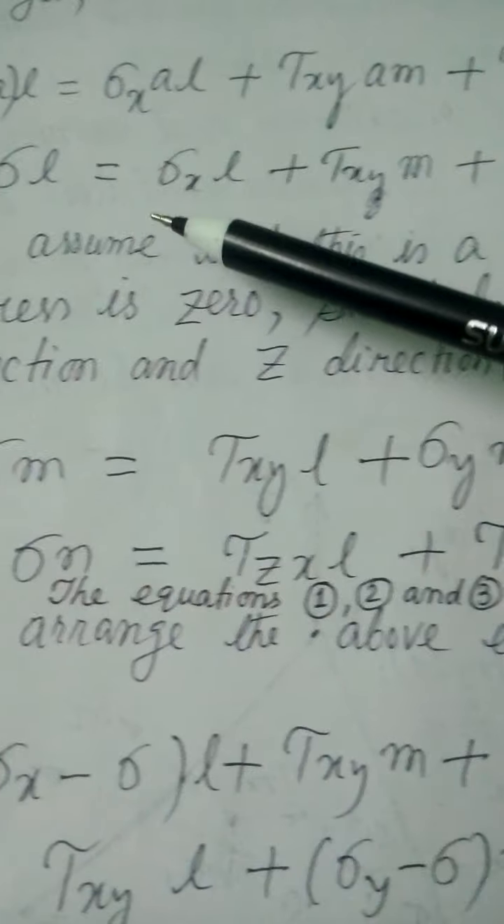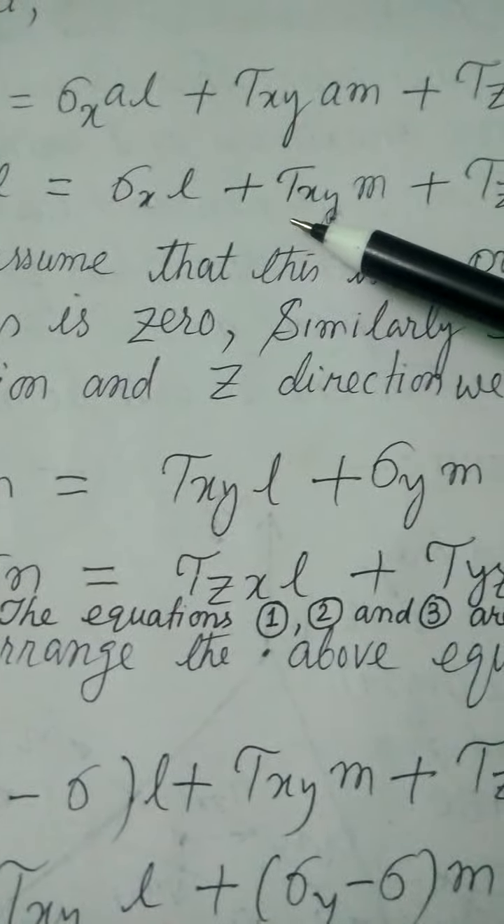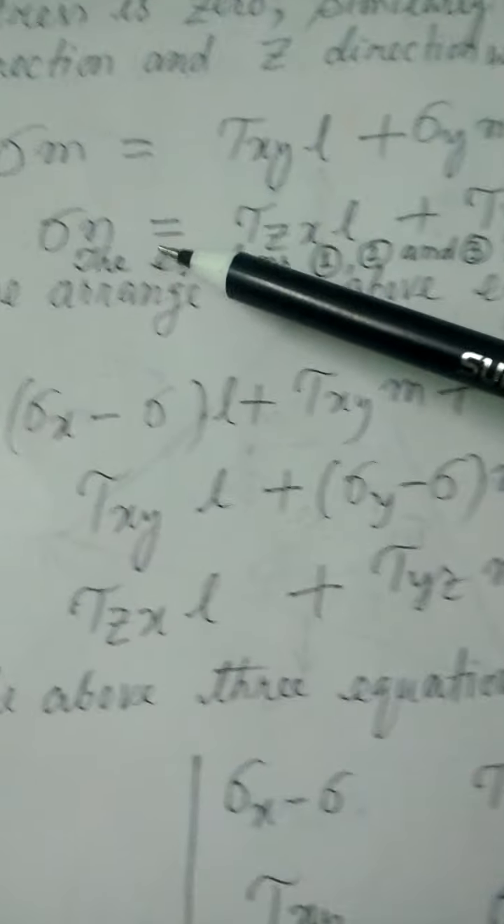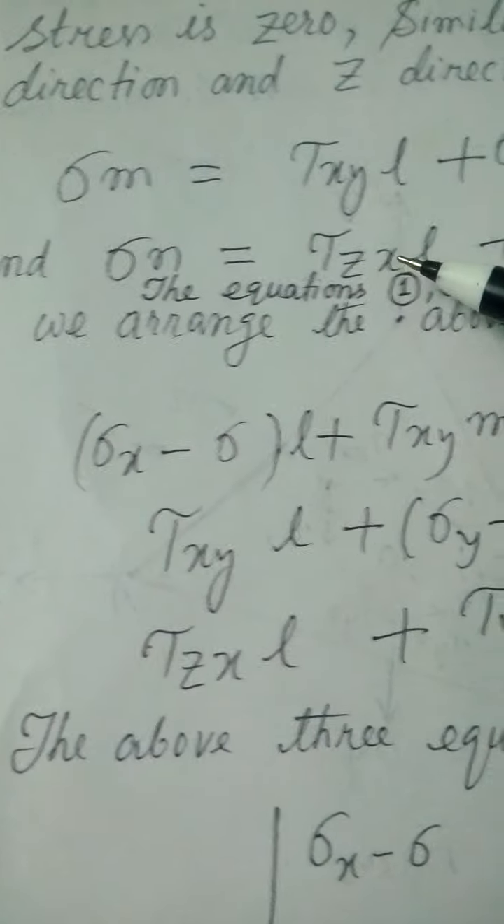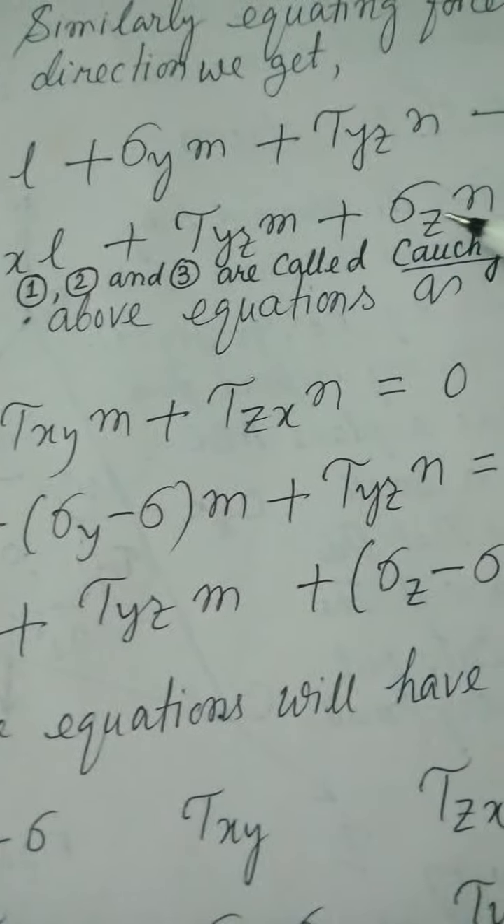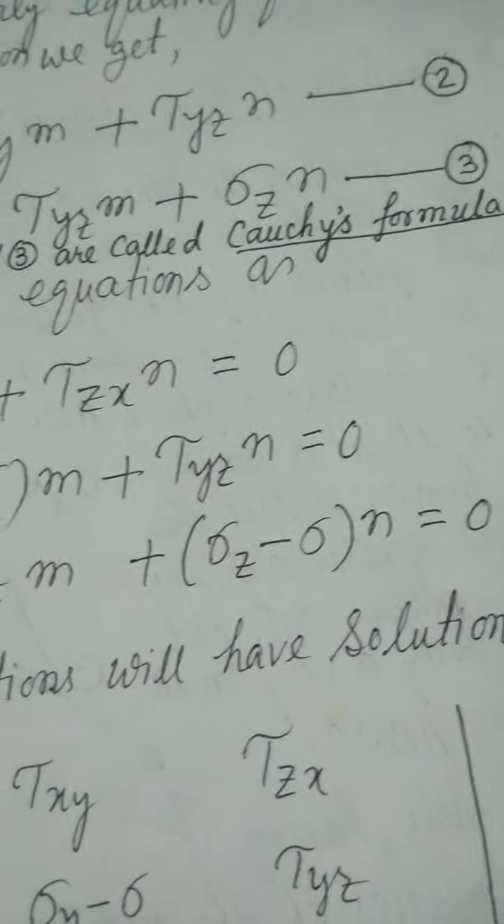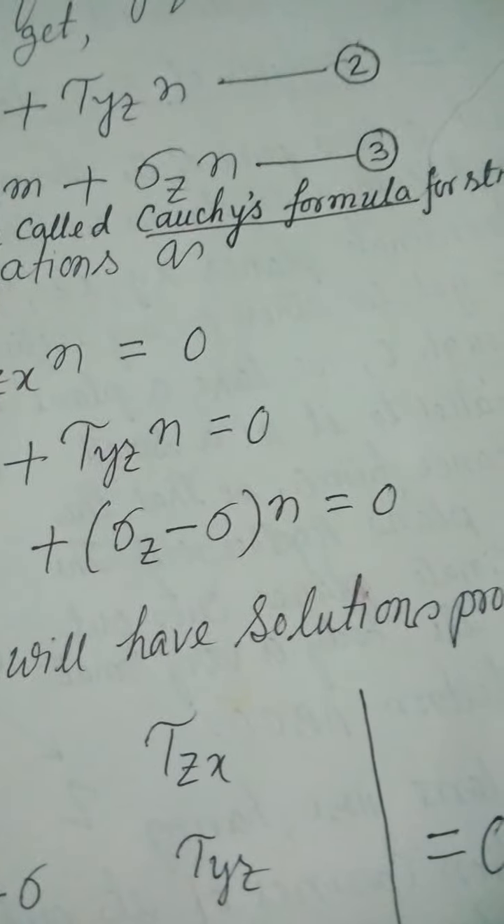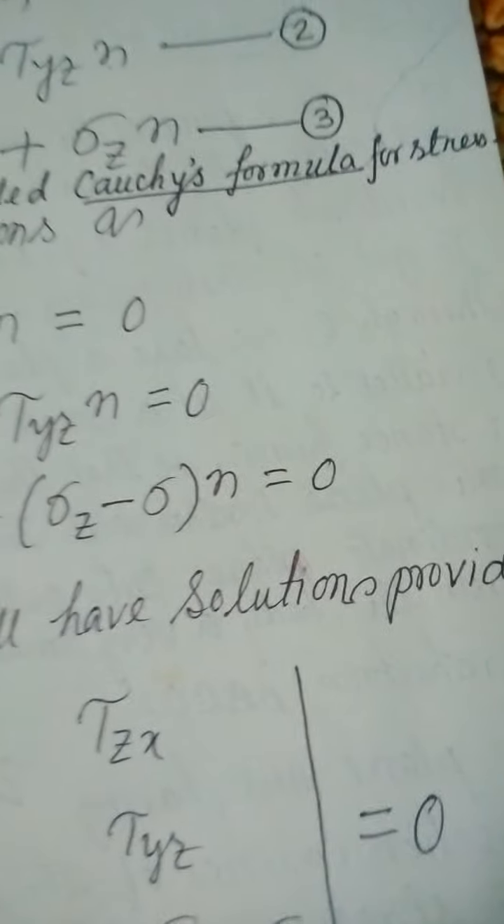This is one equation. This is one equation. This is equation number 2, and this is equation number 3. These three equations are called Cauchy's equation or Cauchy's formula for stress.